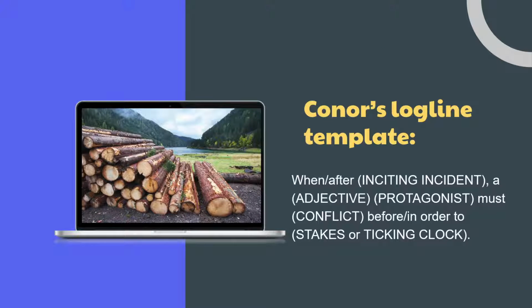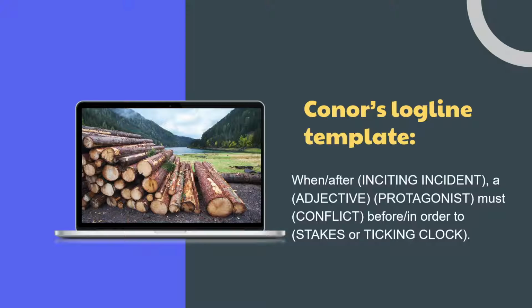So let's look at a template for this. You can use this if you're not sure what else to use, and this is good to start with, even if you're going to change it a little bit afterwards. It's going to be: when or after the inciting incident, so the thing that kicks the story off, an adjective protagonist must overcome a conflict before or in order to avoid the stakes or ticking clock. Ticking clock being that element that I mentioned that adds urgency. Like a bunch of kids need to clean up the house before mom and dad get home and find out that they had a crazy party. That would be a ticking clock. And also the stakes would be their parents are going to be mad at them if they fail, right?